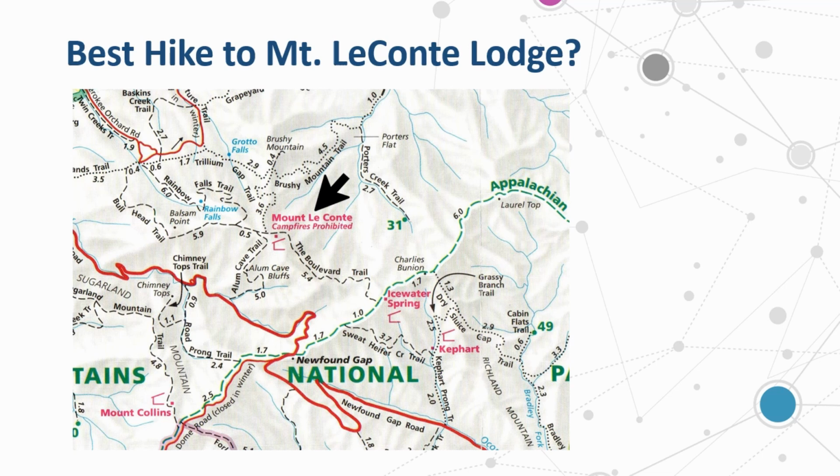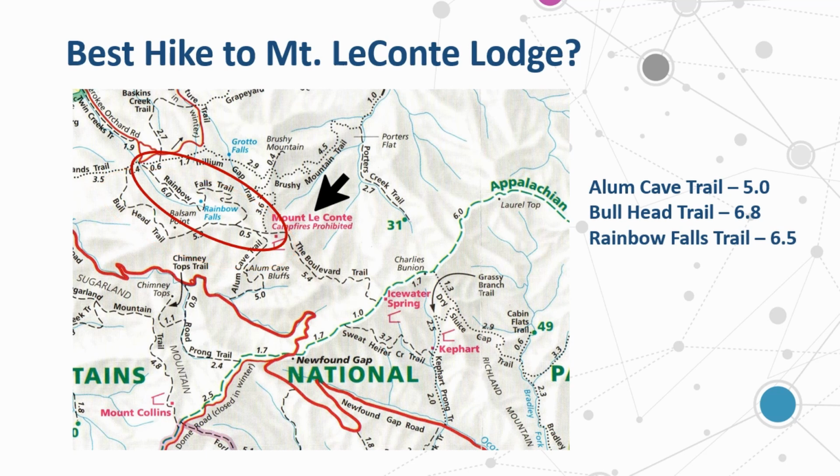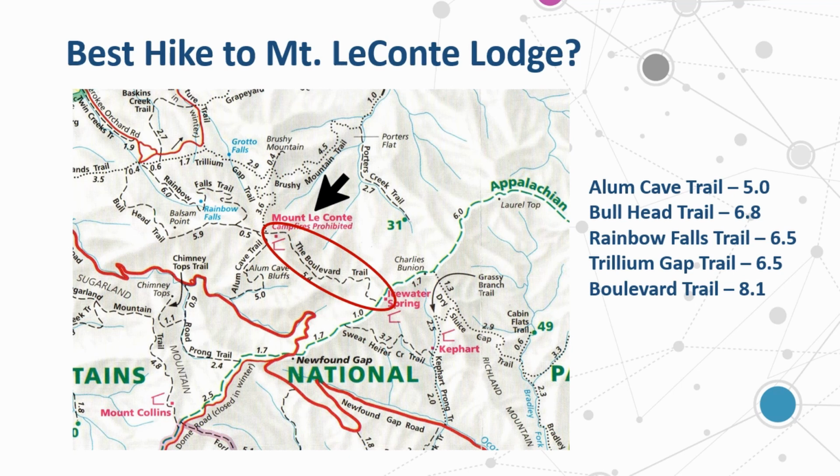Trails to Mount LeConte Lodge include the Alum Cave Trail, Bullhead Trail, Rainbow Falls Trail, Trillium Gap Trail, and the Boulevard Trail, which includes a portion of the Appalachian Trail. Based on mileage, the cost of Alum Cave is lowest. So let's pick Alum Cave. This is what my wife and I did several years ago when we decided to book a night at the lodge and have an adventure.